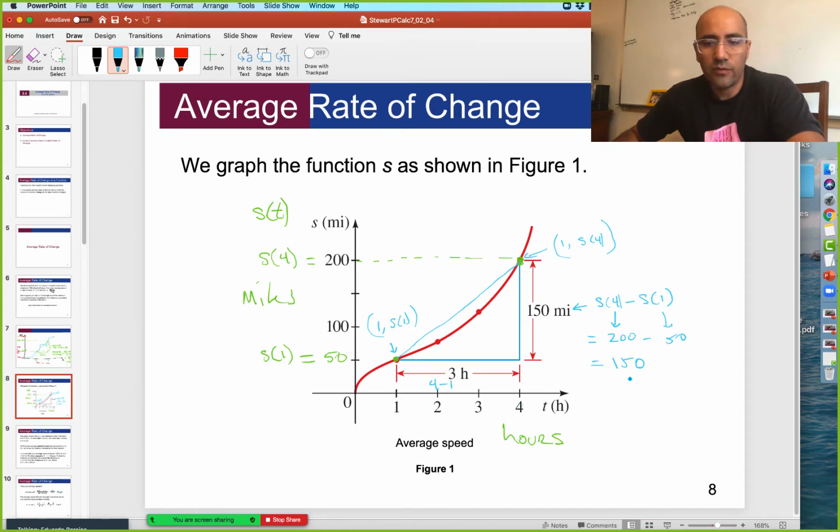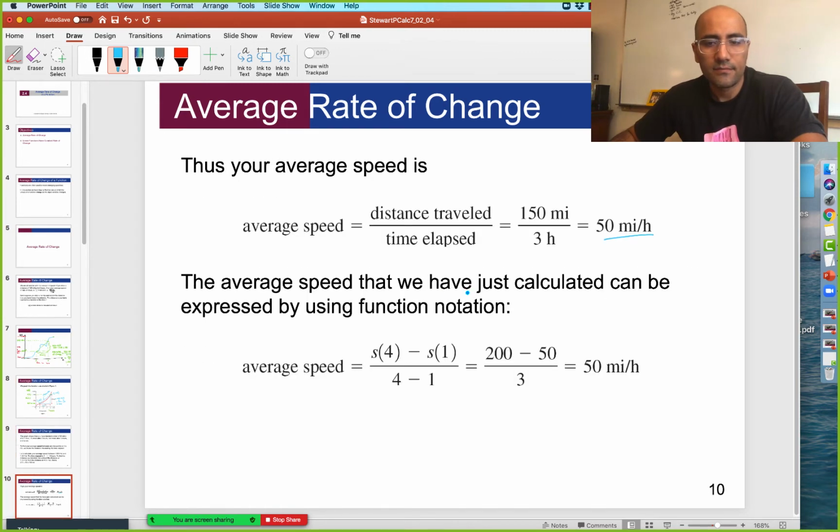So that's why the average rate of speed between these 2 points is 150 divided by 3, to give you an average of 50. So the slope of this line is going to be equal to 50 miles over 1 hour, so 50 miles per hour. This is the average rate of change. It's all related. Any questions? No?